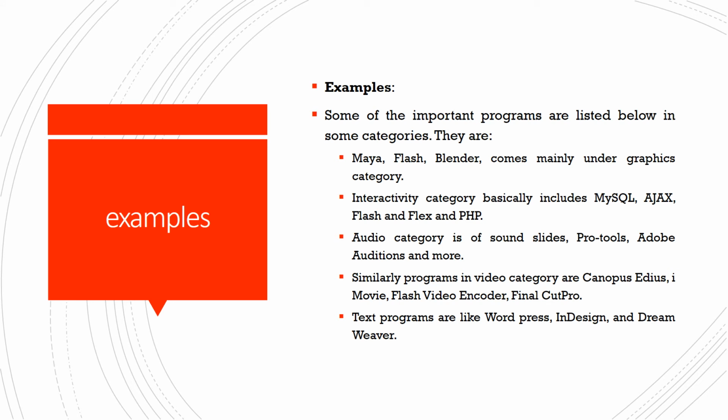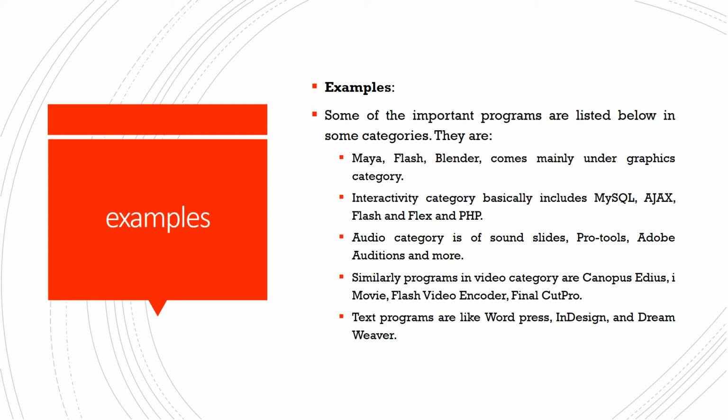Some of the important programs are listed below by category. Maya, Flash, Blender come mainly under the graphics category, so they are used for doing animations and graphics. The interactivity category basically includes MySQL, Ajax, Flash, Flux and PHP. All these are languages used for interacting with the multimedia. Then the audio category has sound files, Pro Tools, Adobe Audition and more.